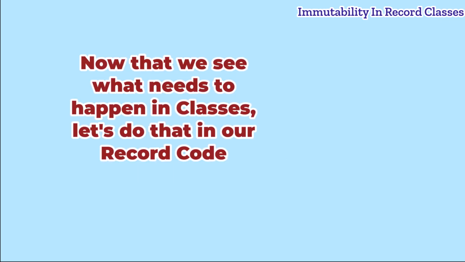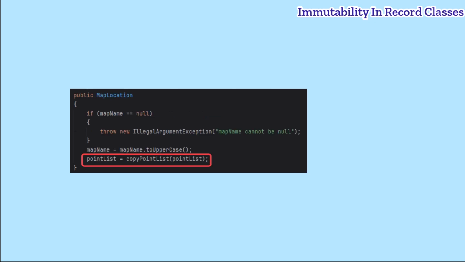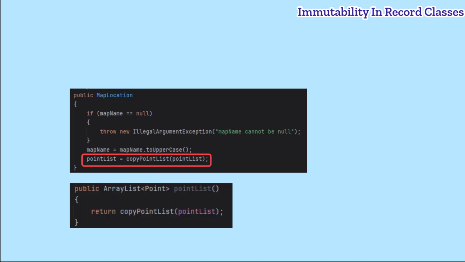Let's look at how we do that in our record class. If I don't do anything, the record has both problems. The caller of the constructor can modify the list, and anyone who calls the getter can modify the list. We fix them just like we did in the class implementation. In the compact constructor, we make a deep copy of the list, and then we hand-build the getter to return a deep copy of the list.